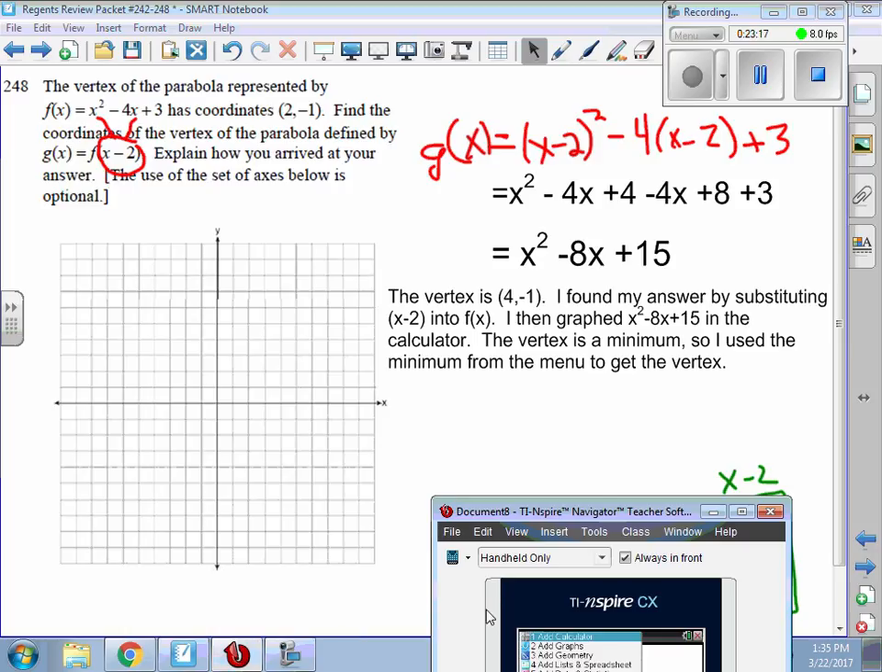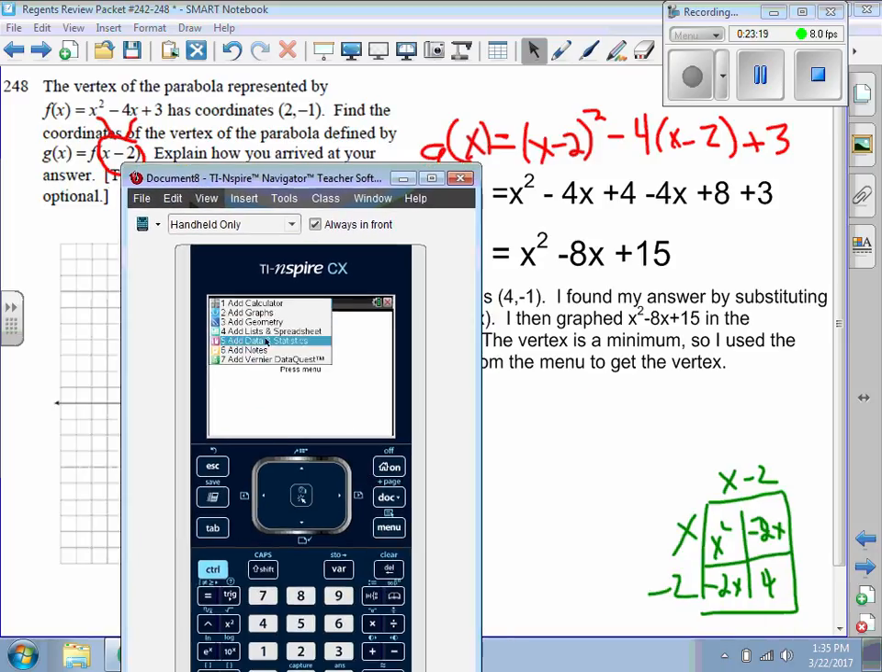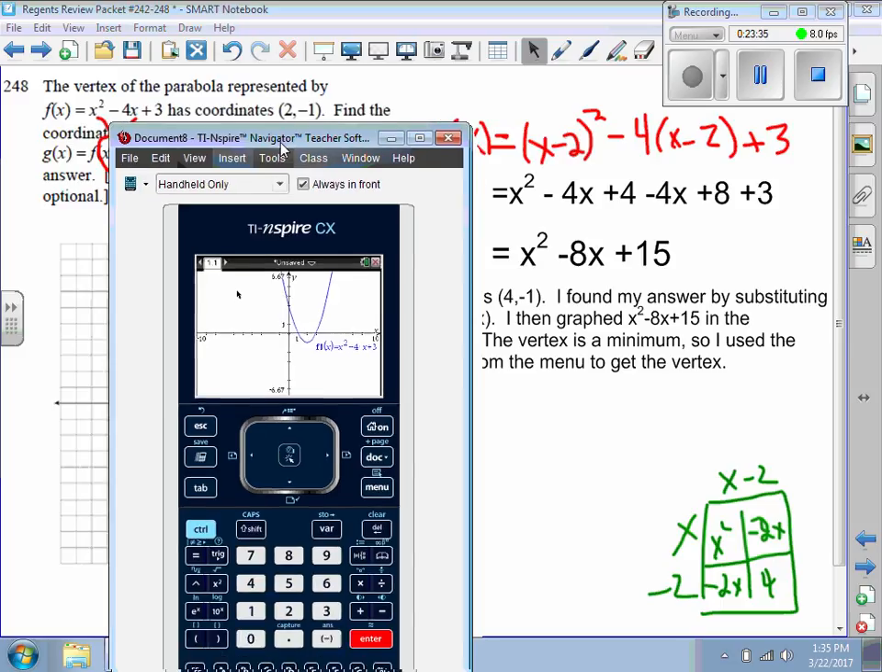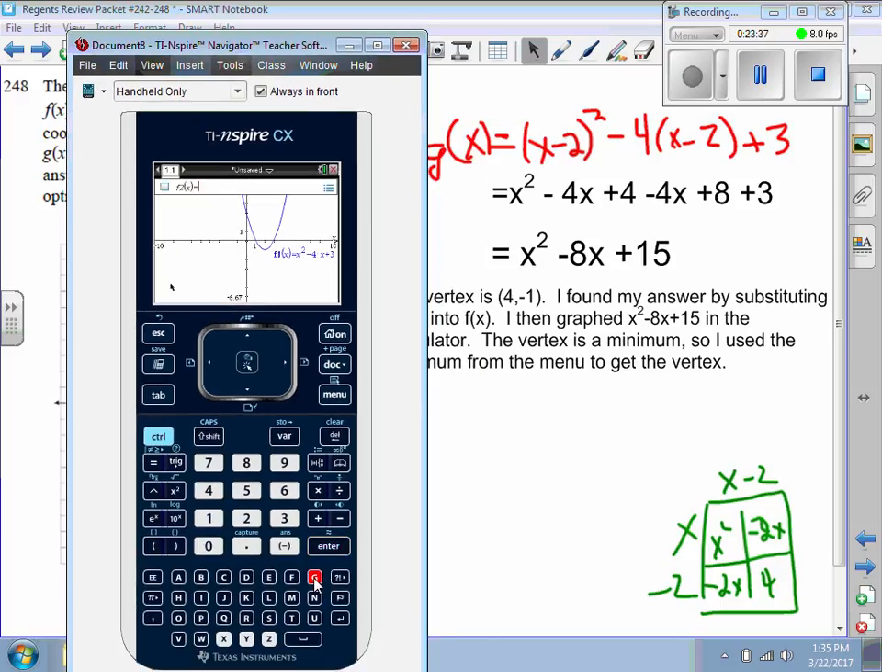Oh, I deleted my last graph. That's okay, I'm going to put it back in there. So my original graph is x squared minus 4x plus 3. So there's my original f of x graph. My new graph is the one that we figured out: x squared minus 8x plus 15. So let's look at these two graphs, my original and my new one.